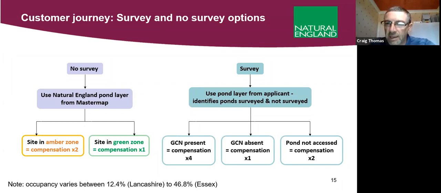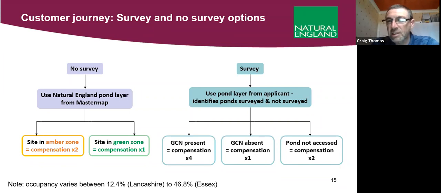We layer that over the top of the red line boundary. And for sites where newts are likely to be present, deemed as amber zones, we require 2 compensation ponds for those. For sites in green zones, it's 1-to-1, because we are wedded to seeing no net loss of ponds.